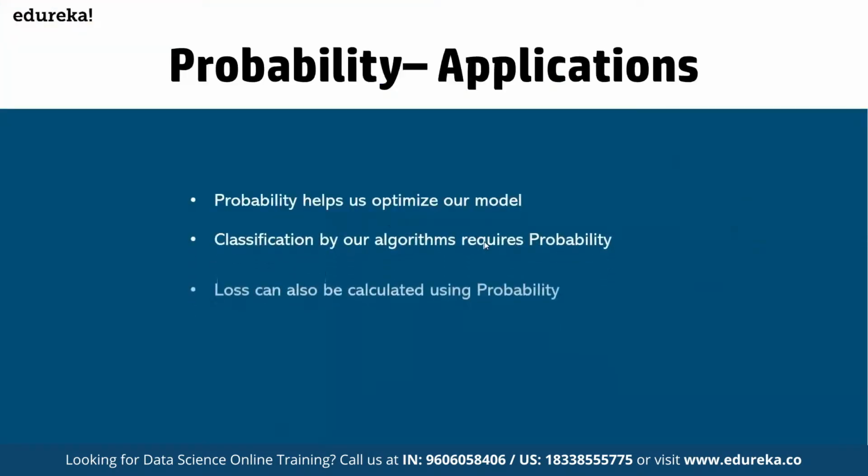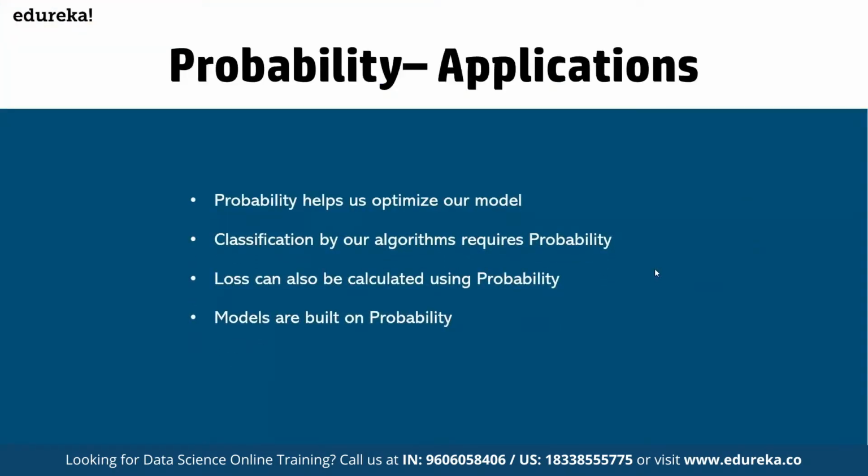So why do we need probability? It is going to help us optimize our model. A lot of our algorithms, mainly when you move into supervised machine learning algorithms, do use probability. And when you calculate how your model is performing, how the machine learning models are performing, then we need probability. Like I said, all our models are built out of probability.